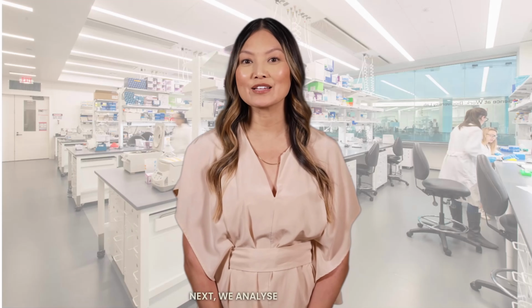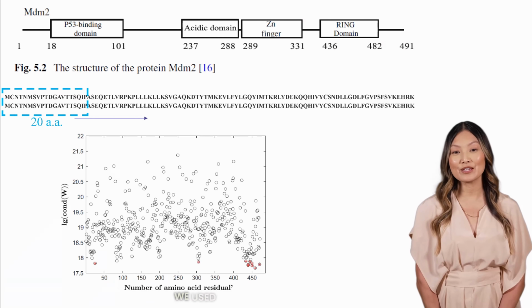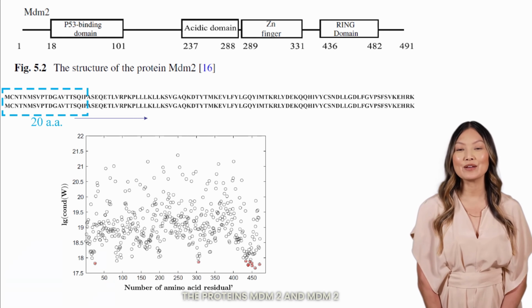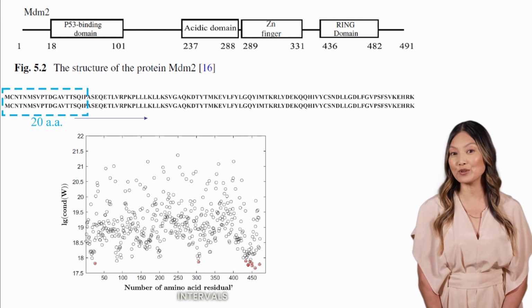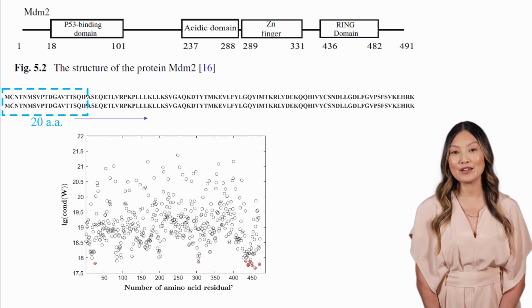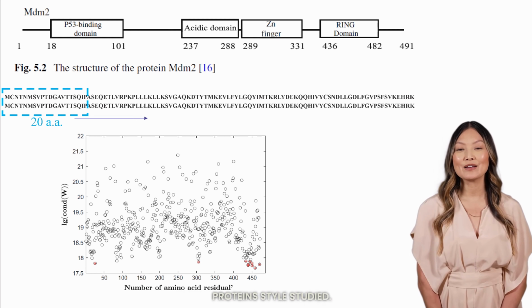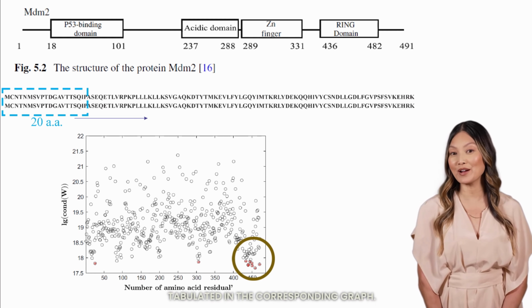Next, we analyze the numerical calculation of the homodimer formation of Mdm2 according to algorithm 2. We use the amino acid sequences of the proteins Mdm2 and Mdm2 and formed the corresponding one-dimensional arrays by shifting the frame along two polypeptide chains at intervals of one amino acid residue in order to identify the most active regions of the interaction of the proteins studied. The 10 minimum values of log COMDA for each calculation obtained are tabulated in the corresponding graph.